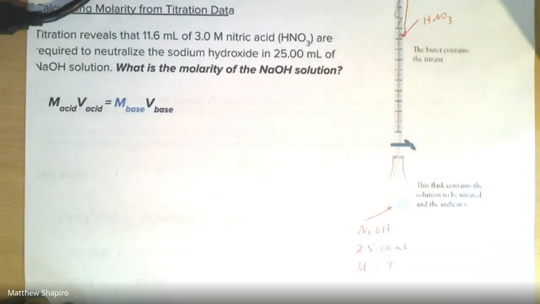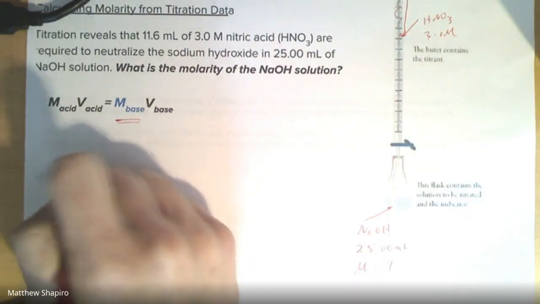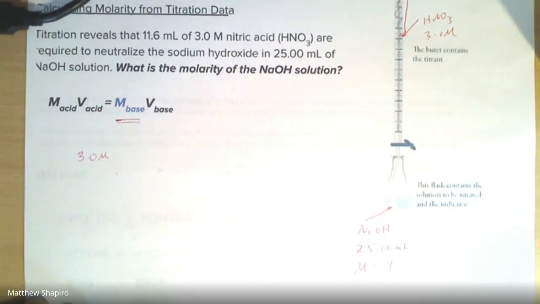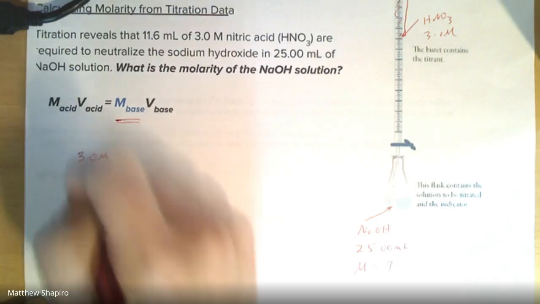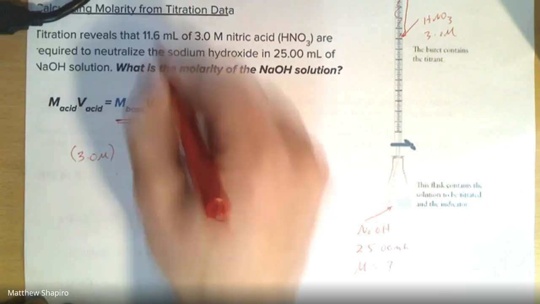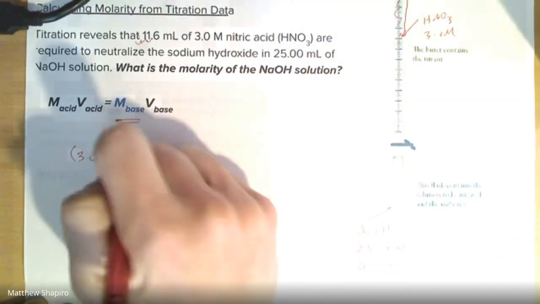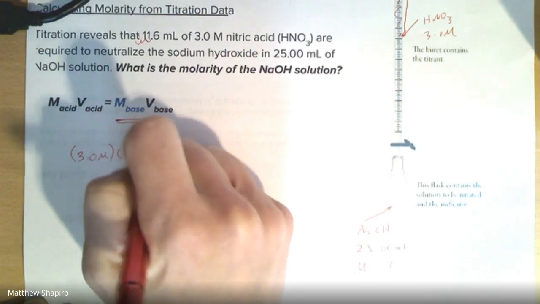So the actual calculation is pretty straightforward. We're trying to find the molarity of our base, right? So the molarity of our acid, let's see, we know it. Oh, it's 3.0. So our molarity of acid is 3.0 molar. Remember, molar is moles per liter. So we want to put our volume of our acid in liters. It's 11.6 mils. So that's 0.0116 liters.